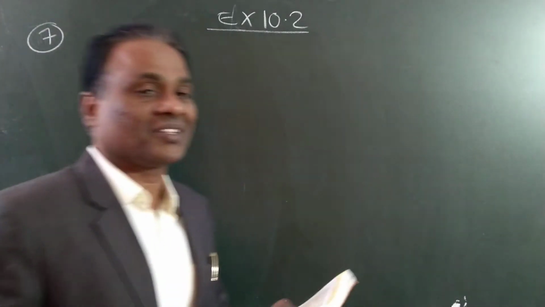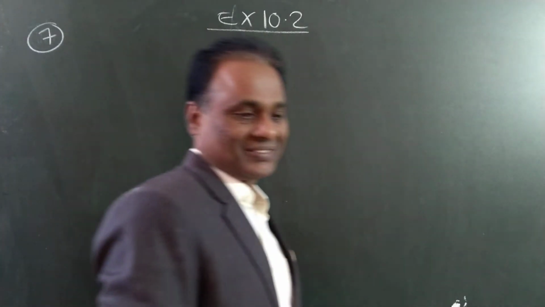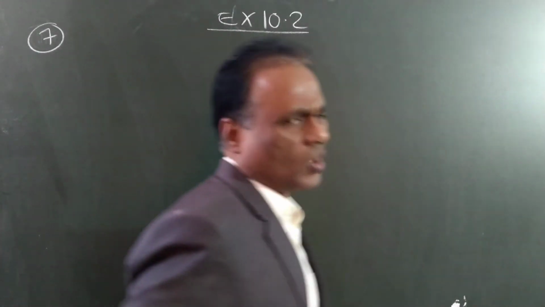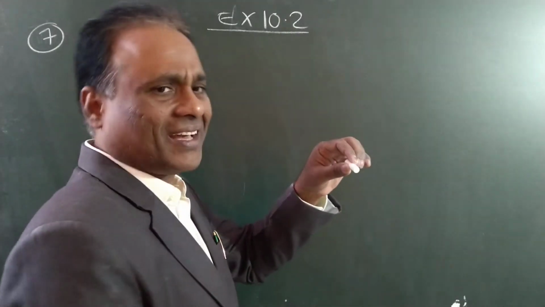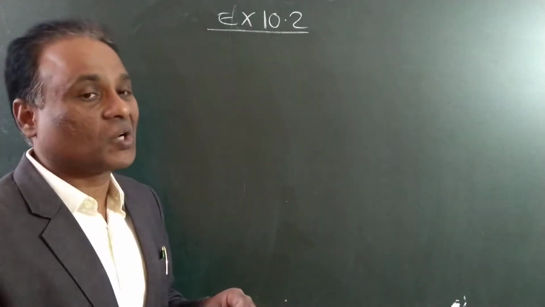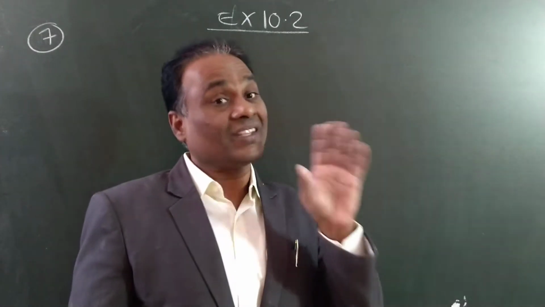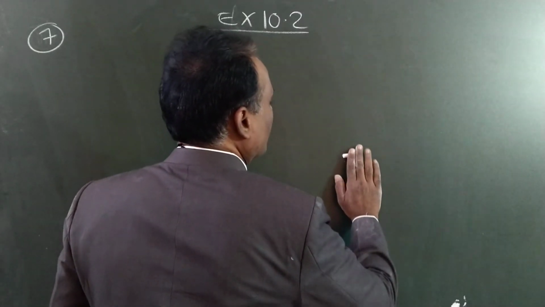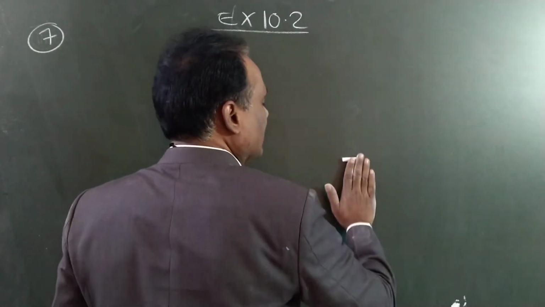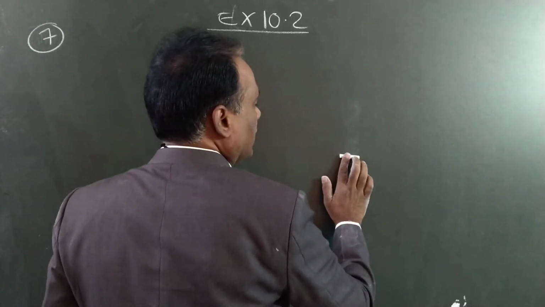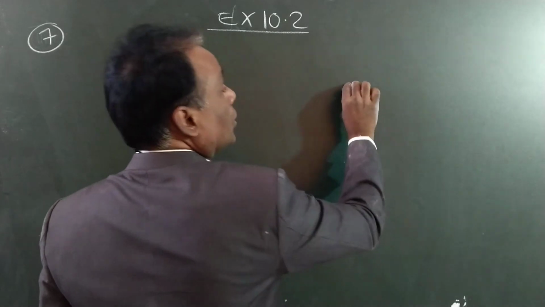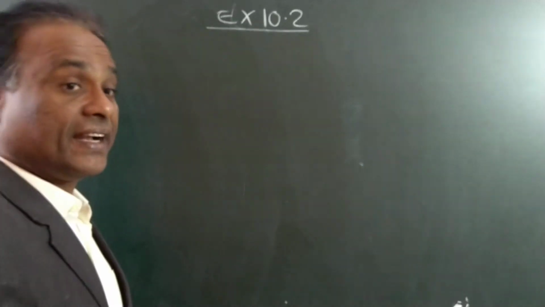Diameter of a roller, maybe like a road roller. A road roller will be a cylindrical shape only. See here, the road roller is like this. It is moving like this, leveling the ground. The road roller will be in the form of a cylinder.